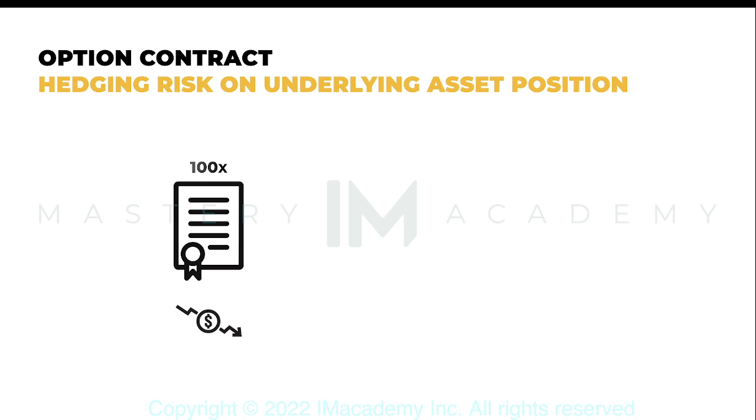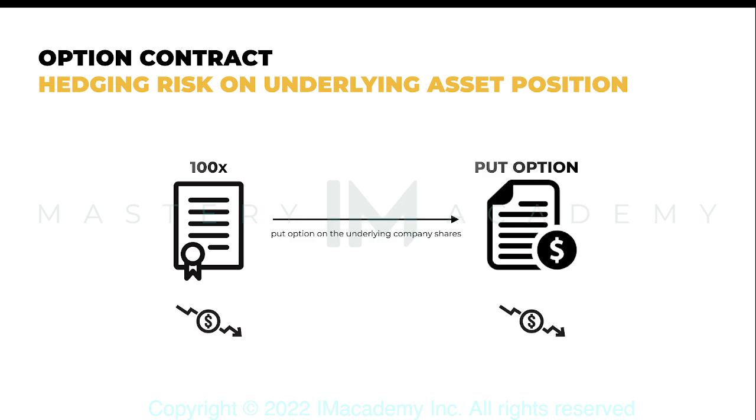Instead, you can purchase a put option on the company X shares to hedge your potential losses. In this case, our underlying asset is the 100 company shares that you are holding. And our put option is on the company X shares that you are holding.